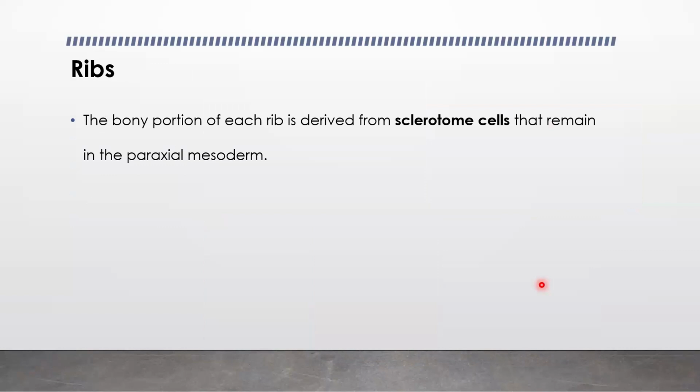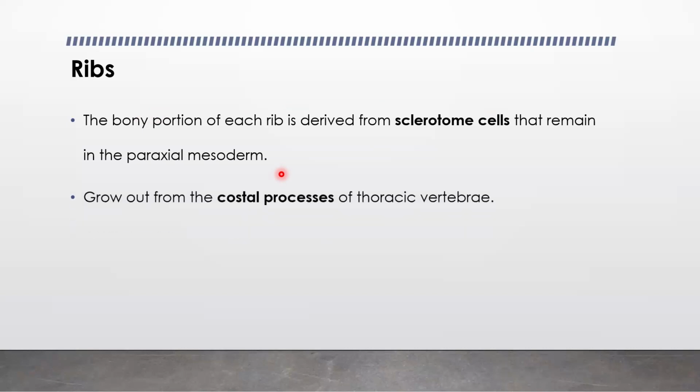Maybe we can finish up with the ribs. So the ribs will be coming from the sclerotome that remains in the paraxial mesoderm. Remember, the sclerotome was forming the vertebral column, but some portion of this sclerotome will remain and give rise to the ribs. And that is now on the region that is just next to the vertebral column.